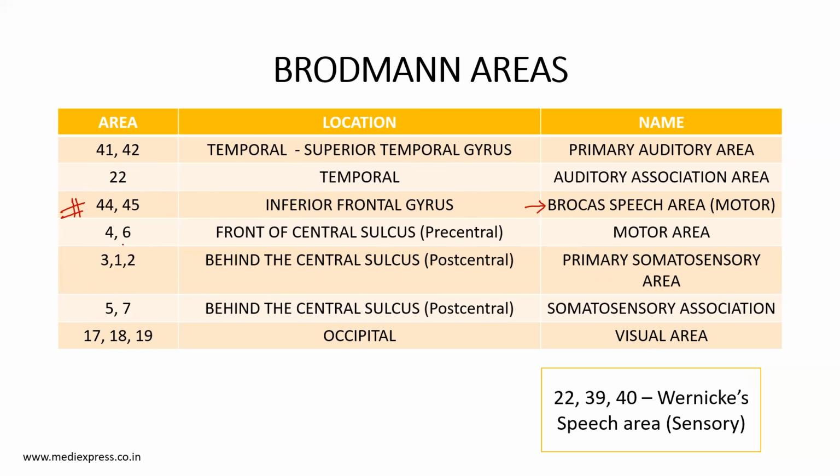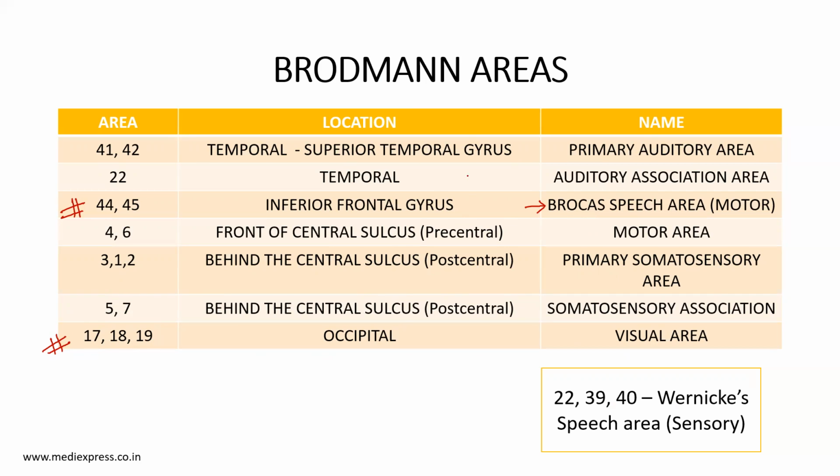Okay. Now, area number 4 and 6 are located in front of the central sulcus, that is precentral actually. That is the motor area. 3, 1 and 2 are behind the central sulcus, that is post-central, and that is the primary somatosensory area. Coming to 5 and 7, that is behind the central sulcus, again a somatosensory association area. And lastly, we have 17, 18, and 19. That is occipital, located in the occiput, and that is the visual area. So these two are very important ones you should remember. Okay. Broca's speech area is 44 and 45. Visual area is 17, 18, and 19.